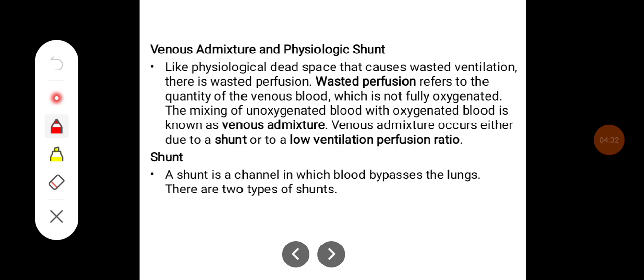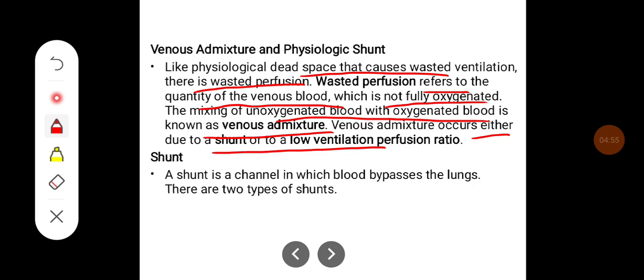Venous admixture and physiological shunt. Like physiological dead space that causes wasted ventilation, there is wasted perfusion. Wasted perfusion refers to the quantity of venous blood which is not fully oxygenated. The mixing of unoxygenated blood with oxygenated blood is known as venous admixture. Venous admixture occurs either due to the shunt or to a low ventilation perfusion ratio.